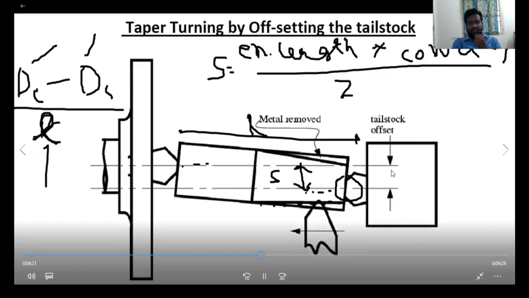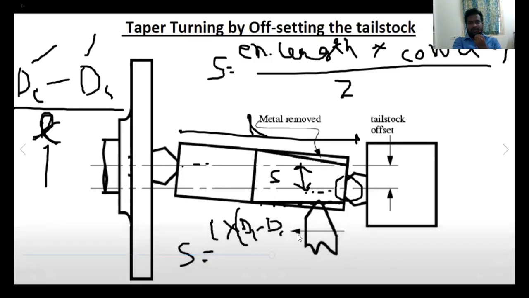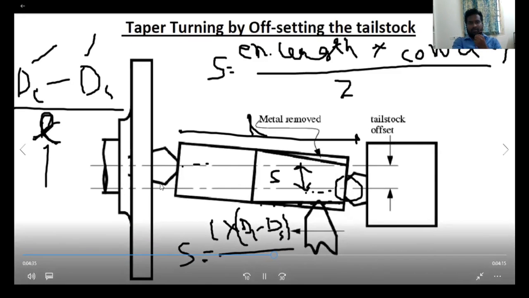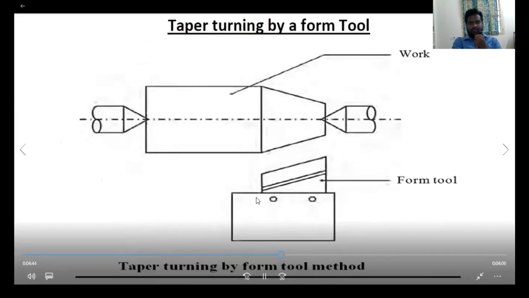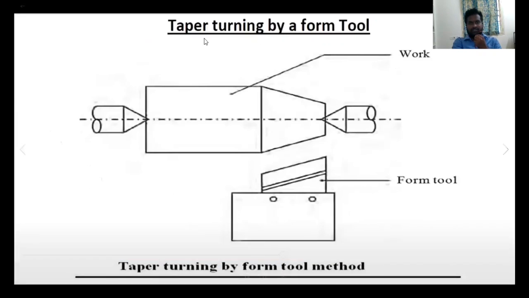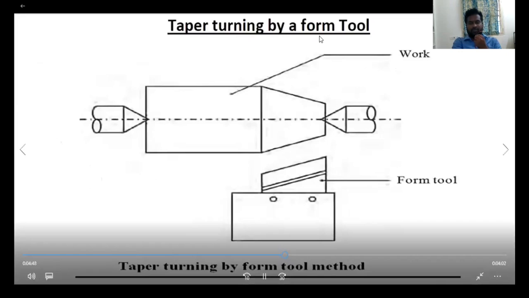With that offset length, we are fixing our gauge by this method. So after doing so, we are giving an angle to the cutting tool only. The cutting tool moves in a parallel direction. Okay. So this is equal to L into dl minus dv by 2L. So the other method is taper turning by the form tool method.